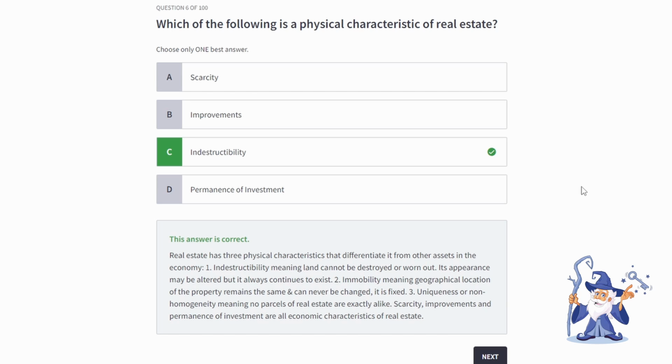And then obviously scarcity, improvements, and permanence of investment are all economic characteristics of real estate. So those aren't physical, they're economic. And again, you need to know the difference.